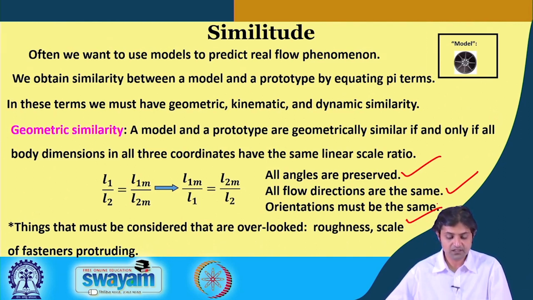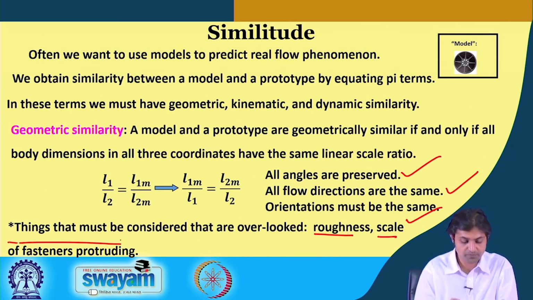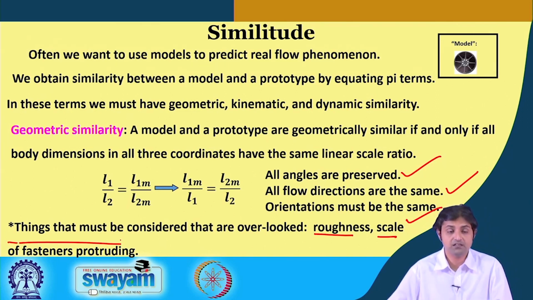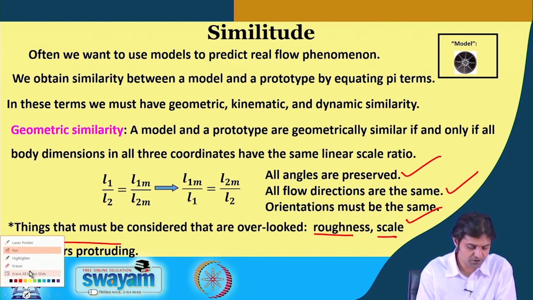Now, there are things that must be considered but are generally overlooked when we try to do that. One is roughness and the scale of protruding fasteners. Roughness is like friction at the bed, for example, in rivers. Those things are generally overlooked because that also has to be scaled, but unfortunately we can't scale them. It is very difficult to manipulate friction at the bed. It is very difficult to find stones of such order, and also in the ship, friction due to the ship surface. Those are generally overlooked.